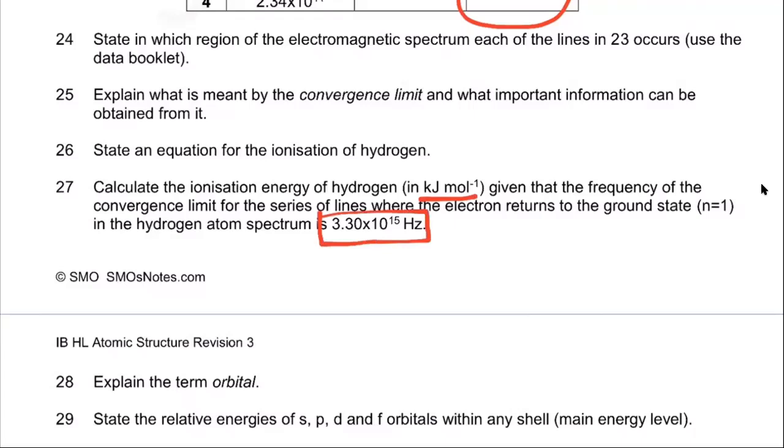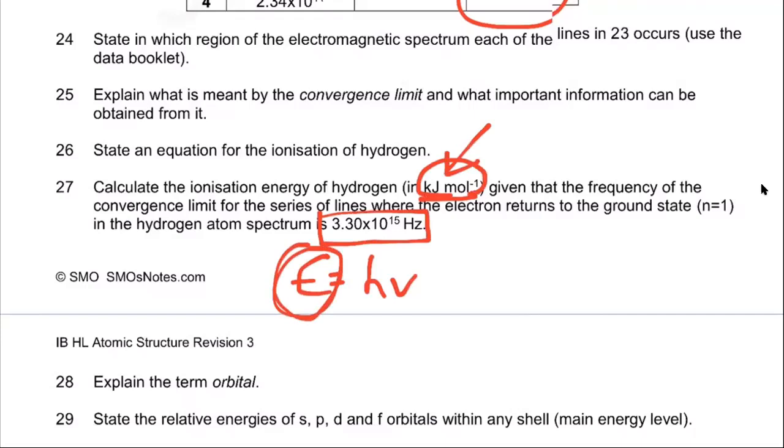So they're not even giving us wavelength. We don't even have to use the speed of light equation. They're giving us frequency. So I just need to use this equation to calculate the energy. And then once I have that energy, because they want it per mole, I need to multiply by Avogadro's number. And then I would also need to convert it from joules to kilojoules, because when I do this equation, energy comes out in joules. So you will have to divide by 1,000 to make it kilojoules, just like we did last week on the practice.